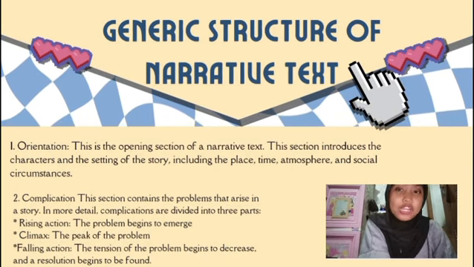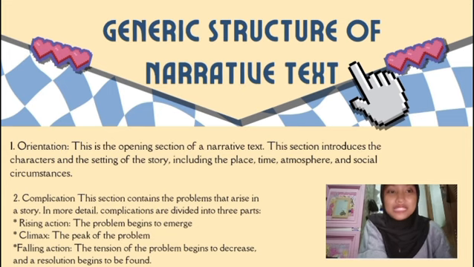1. Orientation. Orientation is the opening section of narrative text. This section introduces the characters and the setting of the story, including the place, time, atmosphere, and social circumstance.